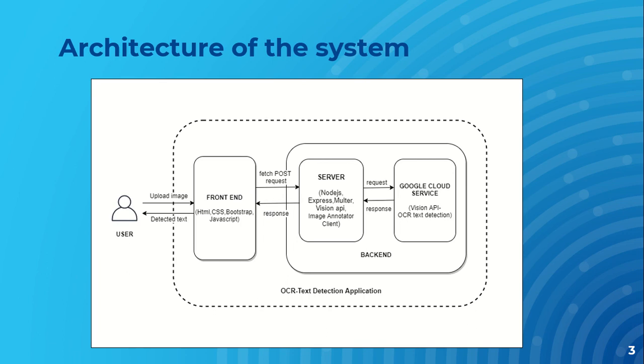Coming to the architecture of the application, the end user can upload an image to the front end. The front end part is done using HTML, CSS, Bootstrap, and JavaScript. And Fetch API is used to send the image as a post request to the server. The server part is done using a Node.js program, and Express, Multer, Vision API and Image Annotator client are the modules and functions used in the server program. And in the server program, I used Google Vision API to send a request and get the detected text from the image.